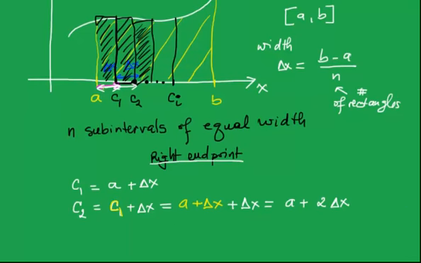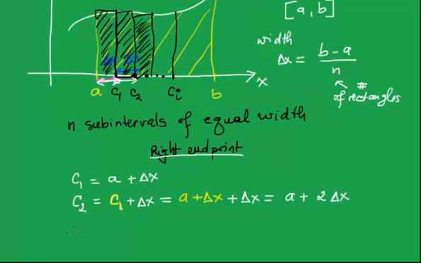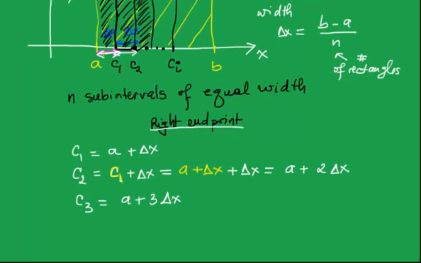So look closely. C1 is equal to A plus delta x. C2 is equal to A plus 2 delta x. And you can already see a pattern. If we continue, you will see that C3 is equal to A plus 3 delta x. And more generally, what is Ci? And this is what we're going to retain. Ci would be equal to A plus i times delta x. Remember, i is a positive integer. So that's the formula we're going to retain here.